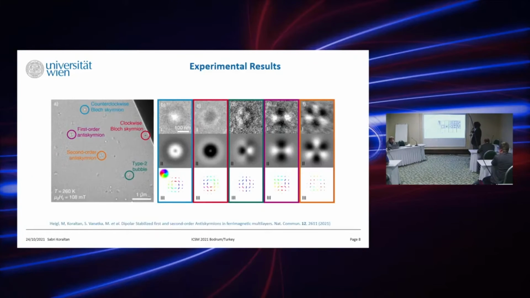So we have to be sure that we understand the stabilization mechanism behind the structures that we see in the experiments. In the experiments performed by Michi Heigl, we see counterclockwise Bloch skyrmions, first order anti-skyrmions, second order anti-skyrmions, clockwise Bloch skyrmions, and type 2 bubbles. We have published our results, together with what I will show later, in a recent Nature Communications paper. And the fact that we were able to image a second order anti-skyrmion using LTEM was the first experimental demonstration of this topological spin texture.